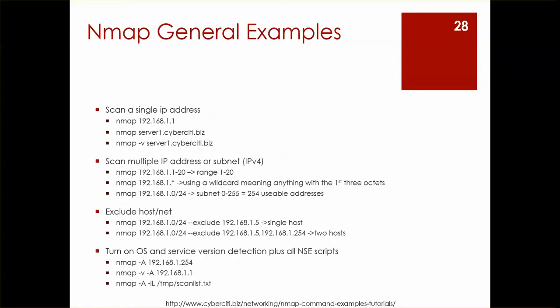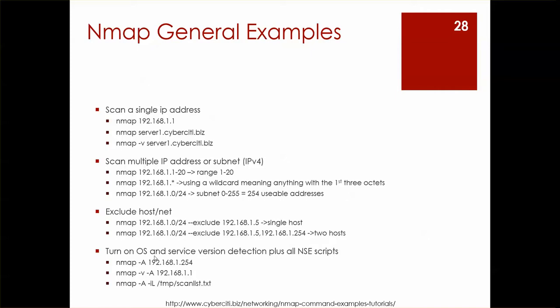These are some general examples of using Nmap, so we can use an IP address or a host name. -v is verbose, a very quick scan. What we're doing here is specifying a range. We can specify an asterisk for a wildcard, or we can define a range. To exclude a host, we can append --exclude for a single host or a couple of hosts.